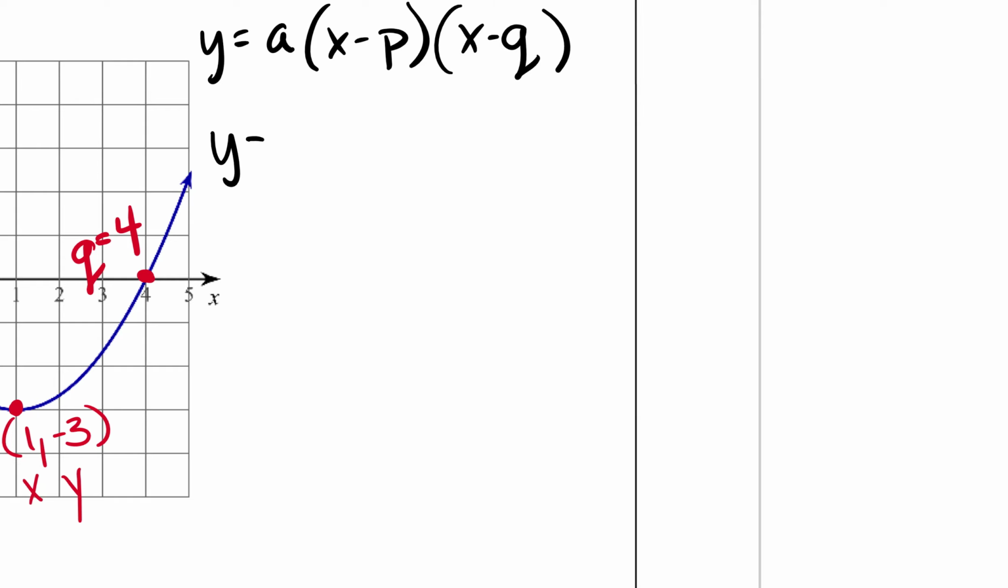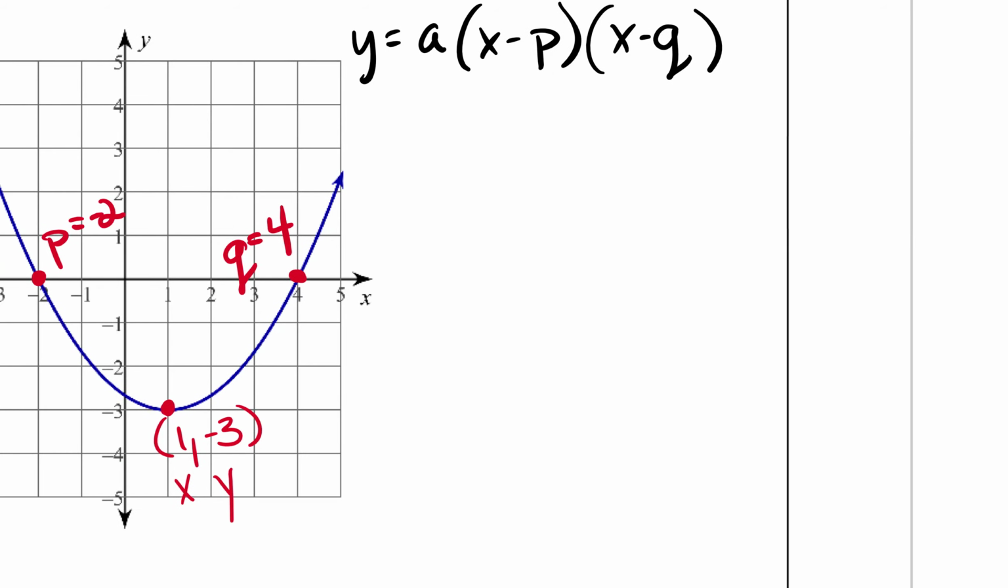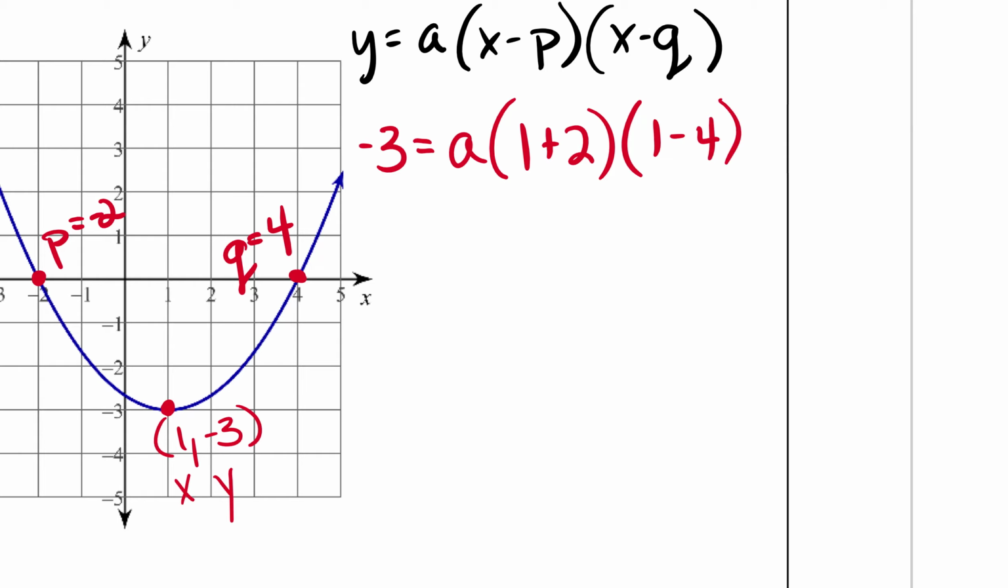And so y equals, I'm sorry, not y, I've got to replace y. So let's see, what is my y? -3. -3 equals A, I don't know. My x is 1. And remember, I've got to flip P and Q. So P is -2, I'm going to do +2. And then x is 1 again. And Q is 4, so I do -4. And now I solve for A. So -3 equals A, 1 plus 2 is 3, and then 1 minus 4 is -3.